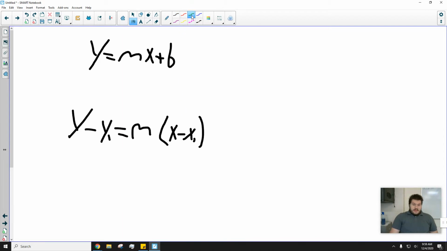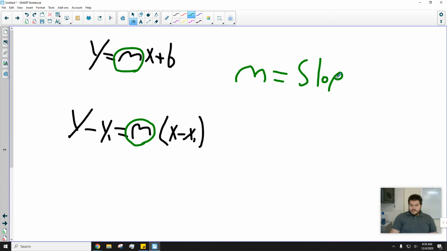So a little hint, all we care about right now are these numbers right here. And if you remember, m for both of these is the slope. Slope is our rate of change. It's our rise over run. It's how steep our hill is and what direction it's going to go. So this right here will tell us if they're parallel or perpendicular.